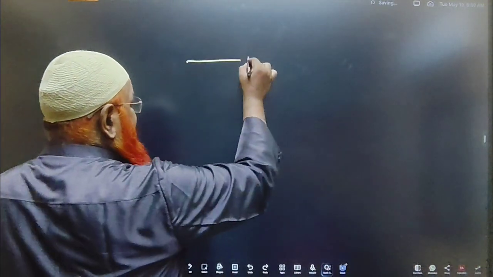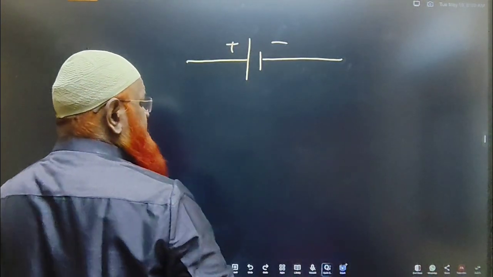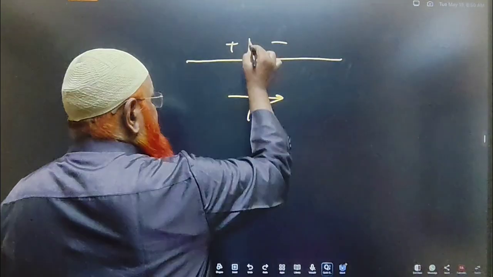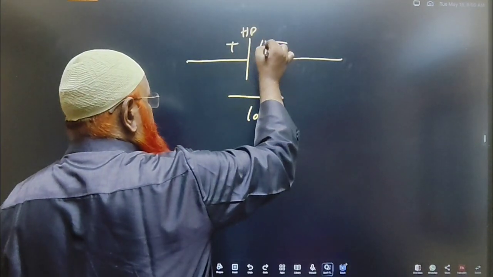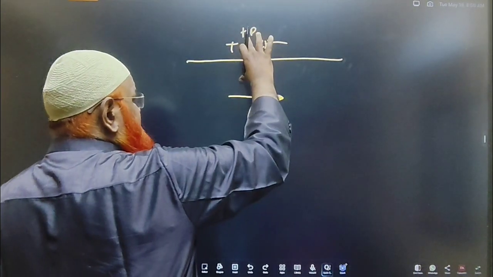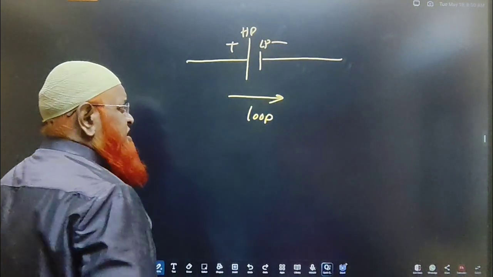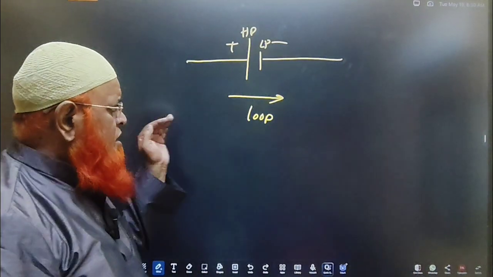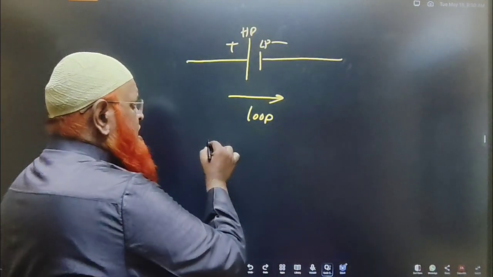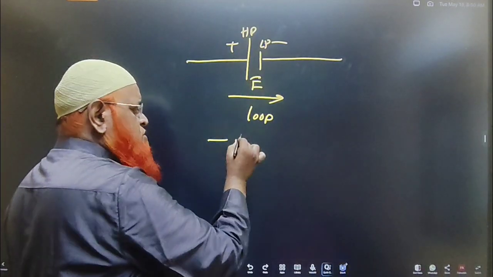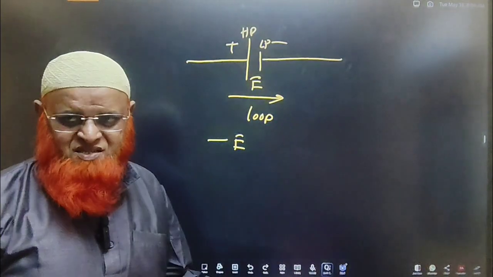Now, if you take a battery which has a positive terminal and a negative terminal, and your loop is like this, that means this is higher potential, this is lower potential. The bigger solid line represents higher potential. The smaller solid line represents lower potential. Your loop is from higher to lower. That means if it is an EMF E, you should consider the EMF as minus E.